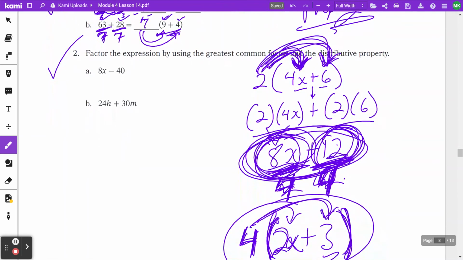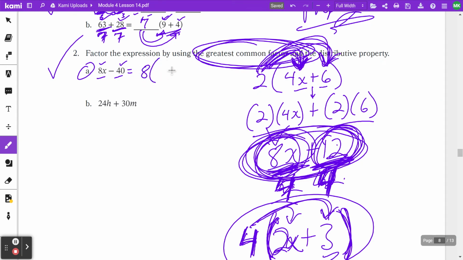Let's take a look over here. Looking at both of these terms, what can I factor out? I could factor out a 2 if I wanted to, but they want the greatest common factor. Between the 8 and the 40 there, I could probably factor out an 8.